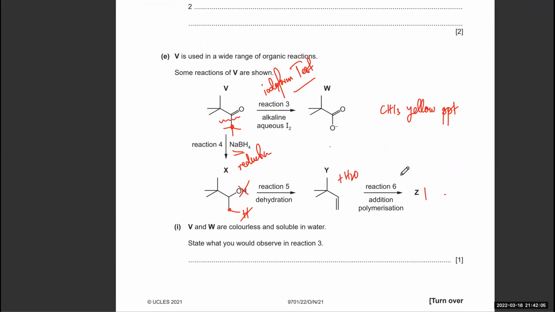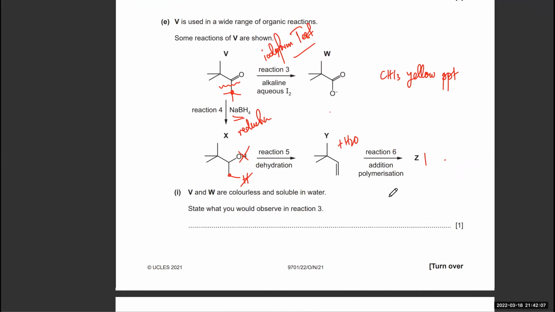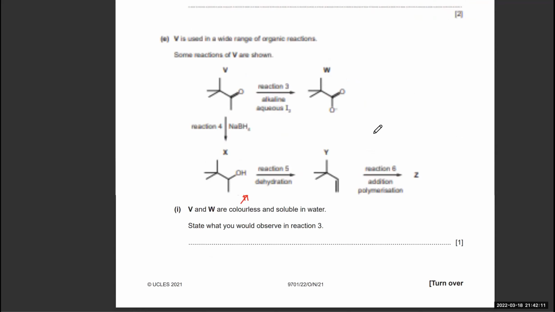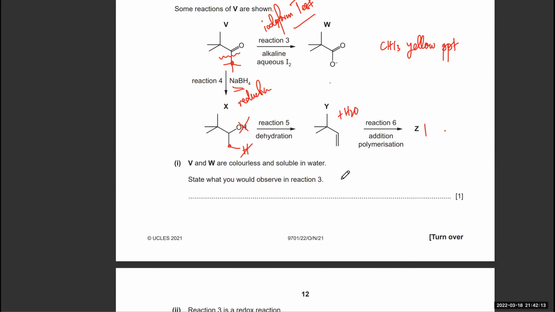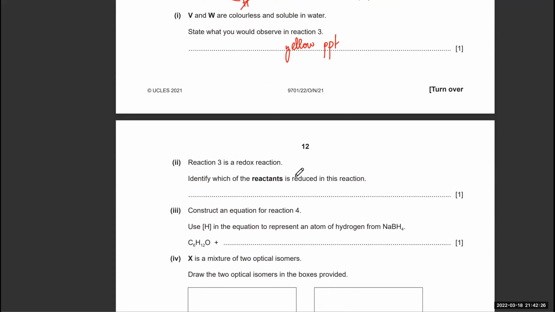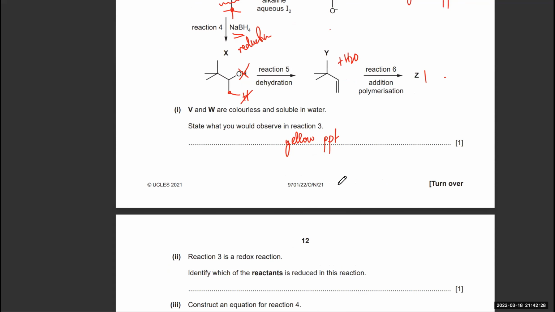So they end up forming water molecules. And then there's addition polymerization. Somewhere down the line, actually, let's answer the questions one by one. What would you observe in reaction 3? Reaction 3 gives a yellow precipitate. That's the observation.